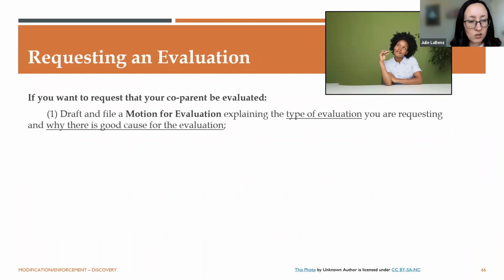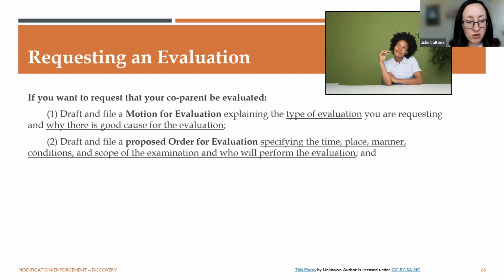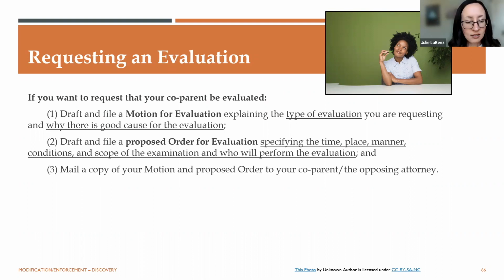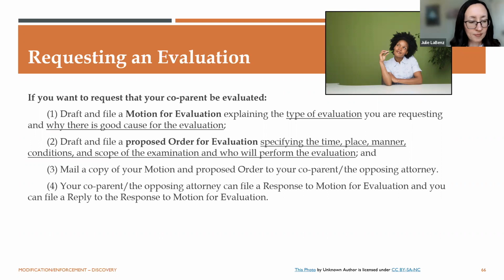So if you want to request that your co-parent be evaluated, you'll need to draft and file a motion for evaluation, explaining the type of evaluation you're requesting and why there is good cause for the evaluation. You'll need to draft and file a proposed order for evaluation, specifying the time, place, manner, conditions, and scope of the examination and who will perform the evaluation. And mail a copy of your motion and proposed order to your co-parent or their attorney.